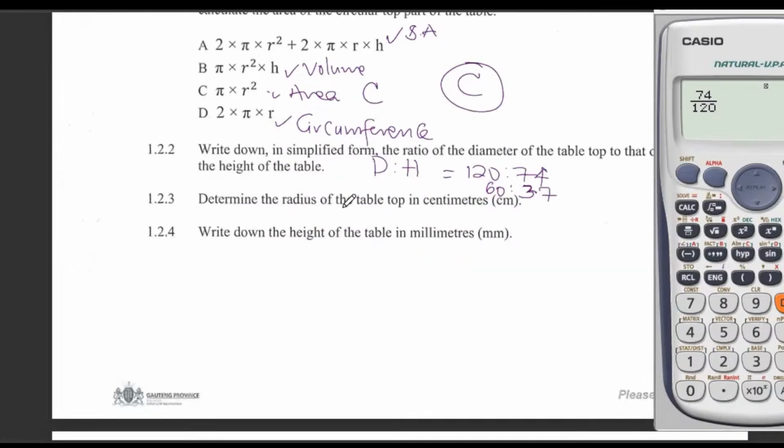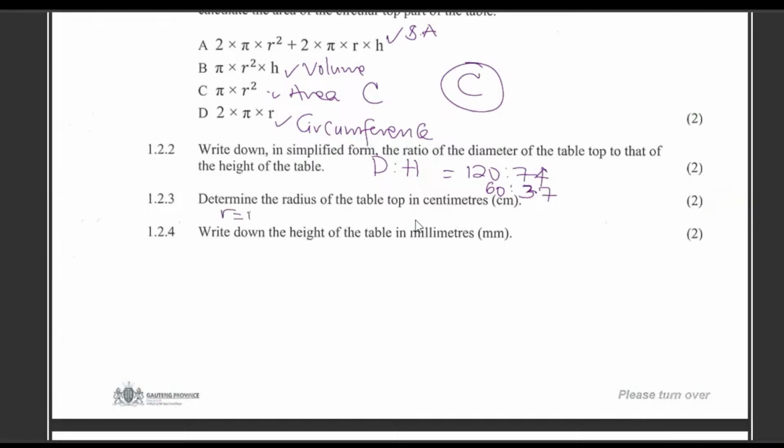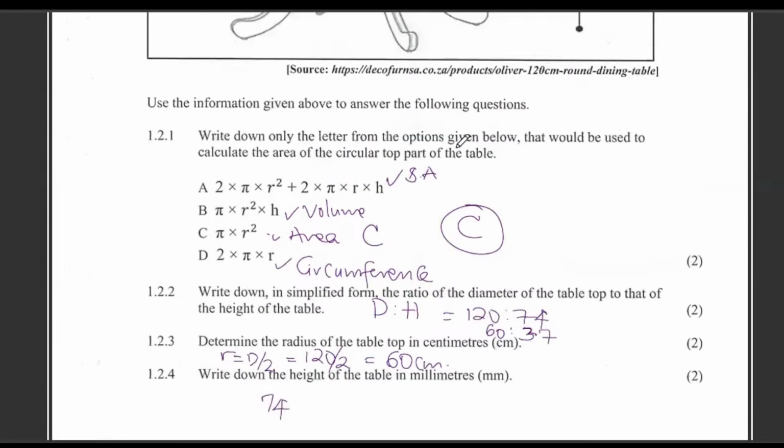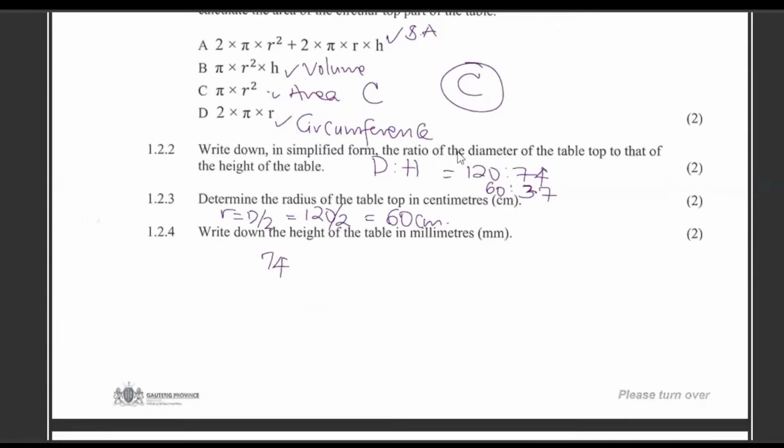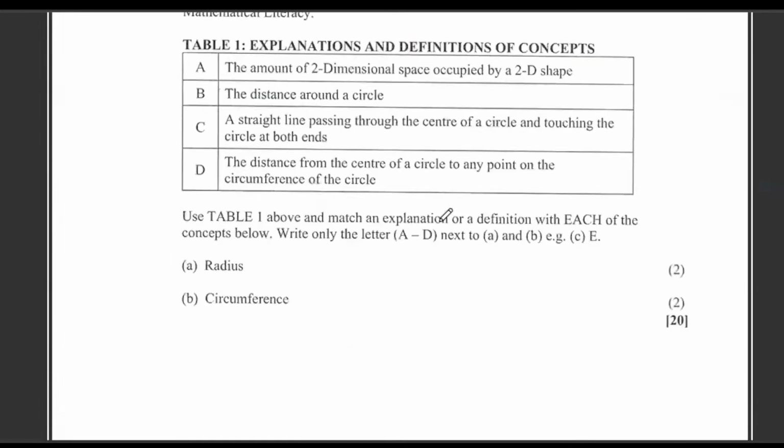They're asking us to determine the radius of the table in centimeters. Now, radius, we say it's diameter divided by 2. Our diameter was 120, divided by 2. The answer became 60 centimeters. Write down the height of the table in millimeters. Now, if it's 74 centimeters, what do we do to change it into millimeters? Multiply by 10. The answer became 740. Don't forget the units. 740 millimeters.